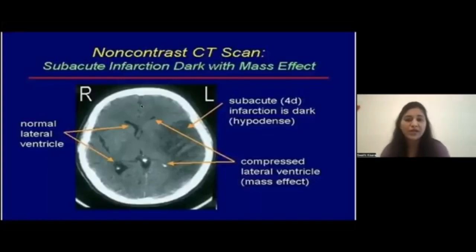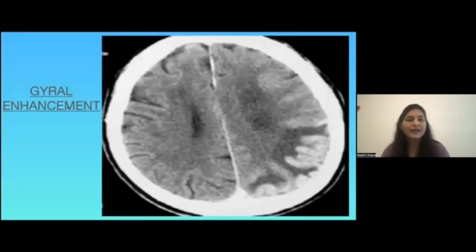This is a non-contrast CT axial image showing subacute infarct on the left side, which is appearing hypodense and is also showing mass effect. We can see that the lateral ventricle here is compressed because of mass effect. And in the late subacute stages, there is gyral enhancement. We can see the gyral enhancement here on the left side of the CT image.